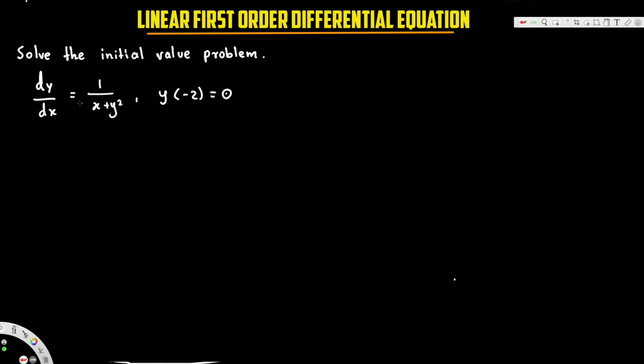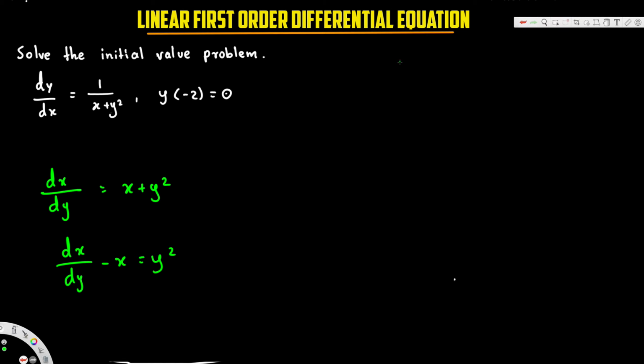First of all, I'm going to bring this dx to this side. If I rewrite this one, it's going to be dx over dy. I'm just switching up. If I bring this to this side, it's going to be x plus y square, and if I bring this x to this side, this is going to be dx over dy minus x is equal to y square.